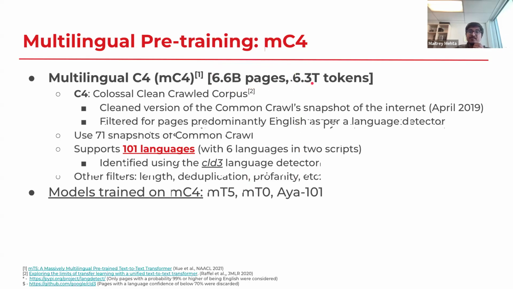It has 6.3 trillion tokens, so a huge dataset, and it has around 6.6 billion web pages from which it curates the data, right? And models like MT5, MT0, Aya 101, these are all trained on MC4. So it's clearly very, very popular for training multilingual LLMs.